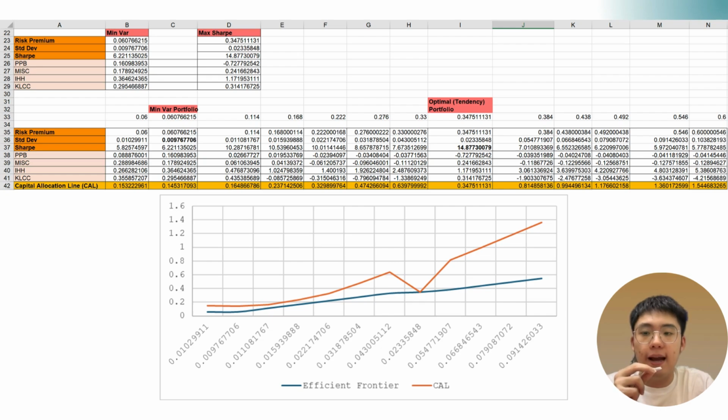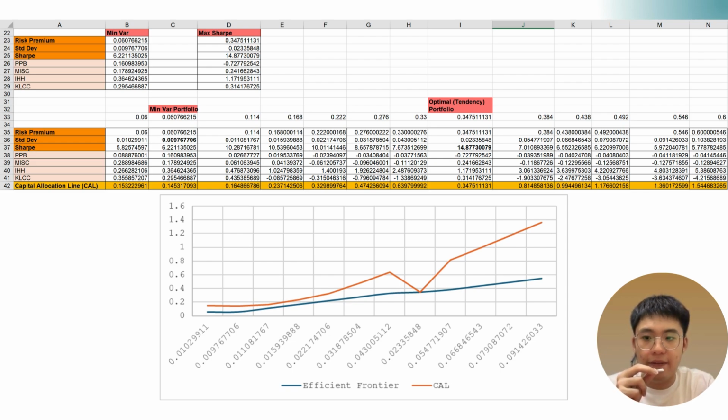Then the capital allocation line is obtained by multiplying the corresponding standard deviation of the portfolio by the highest Sharpe ratio, which is 14.877, for each portfolio. It will give us the capital allocation line.